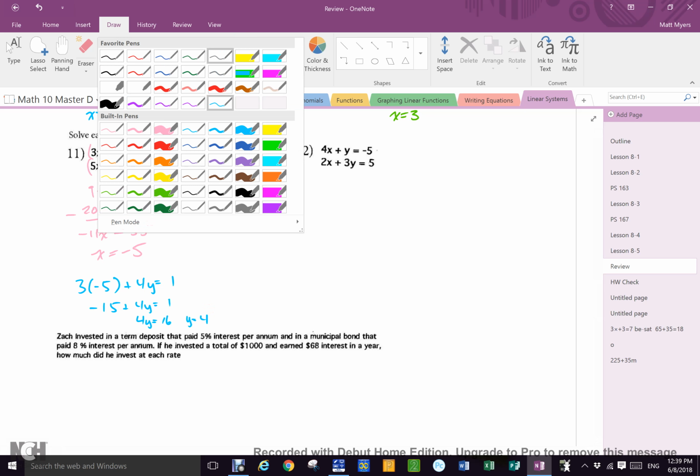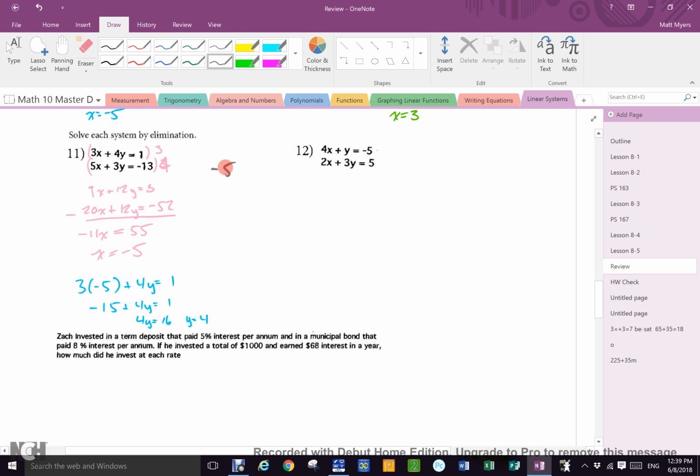Your ordered pair is negative 5, 4. And then we check. Negative 15 plus 16, is that 1?